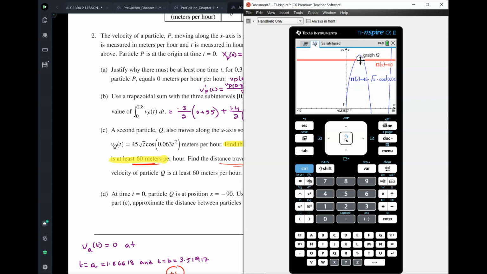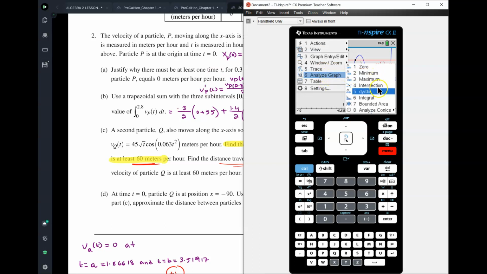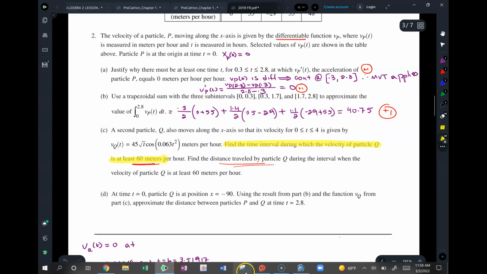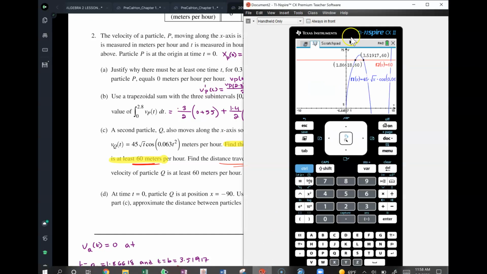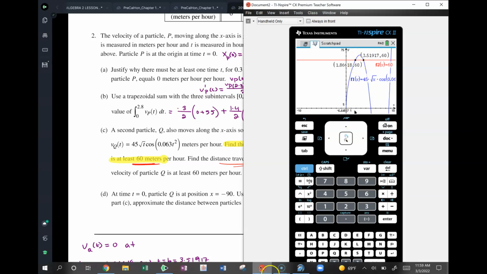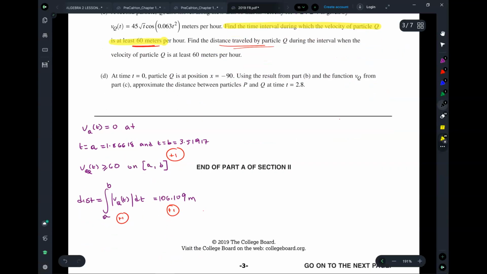So you find these points. We're going to find these points, analyze graph, intersection, this one, and then do the same thing for the other one. You have to be super quick with these. And those are the only points, because it's from 0 to 4. So it's at least 60 between 1.866 and 3.519. Is that true? Yes. So you write that up over here.